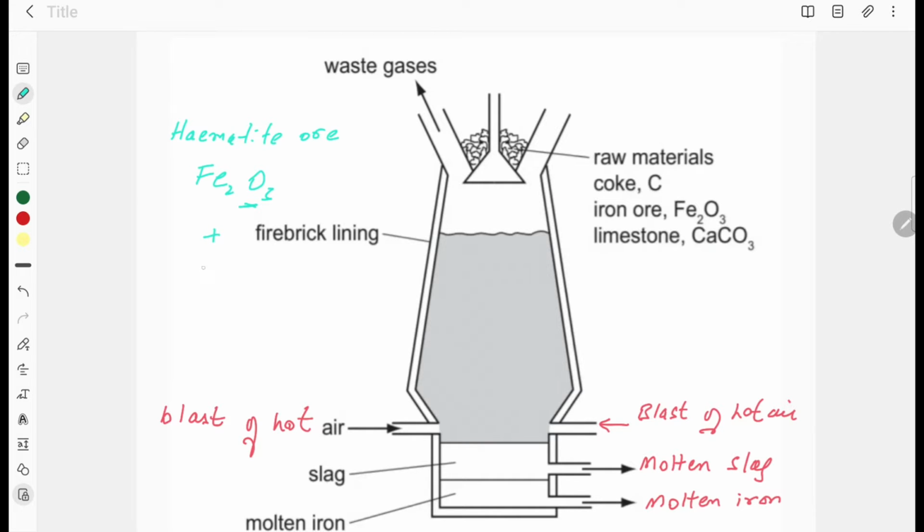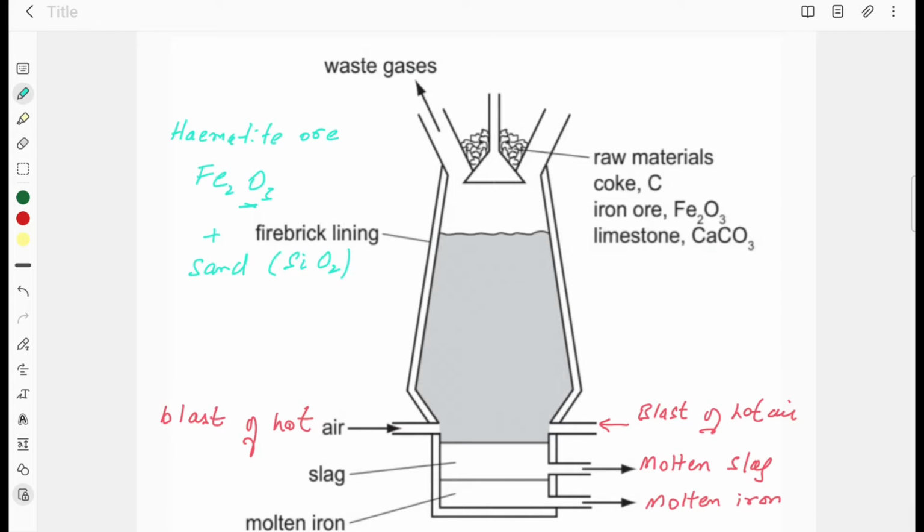Also sand, which we can also call silica, is SiO2. This is also the main impurity in the ore. Sand is mixed in the ore. So we obtain iron from all of this in a blast furnace.